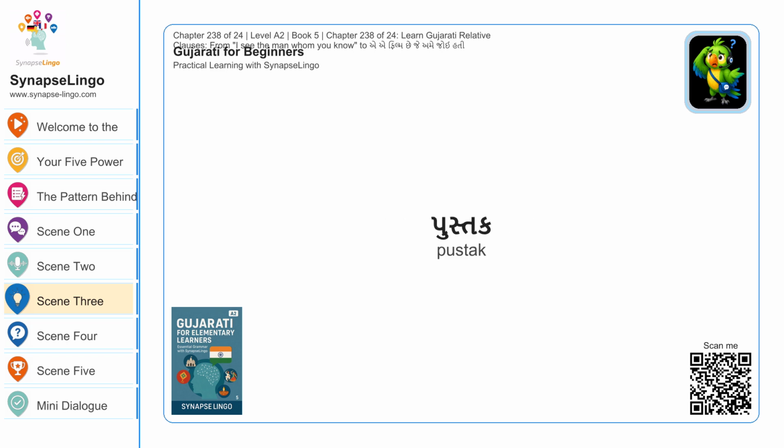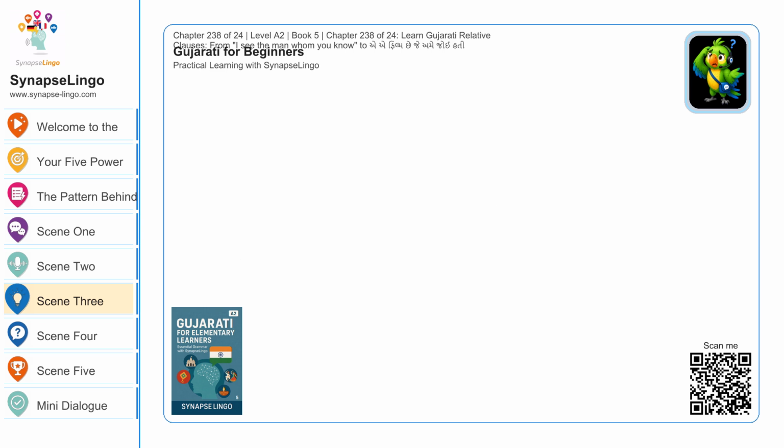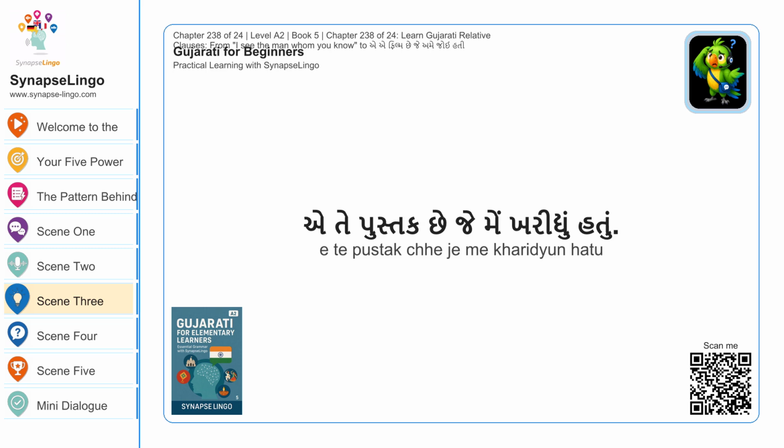Important words. પુસ્તક is book. મેં ખરીદ્યું હતું is I bought. So if a friend points at your shelf and asks which one is yours, you can answer with confidence instead of hugging all the books protectively. Try it once more. એ તે પુસ્તક છે જે મેં ખરીદ્યું હતું.